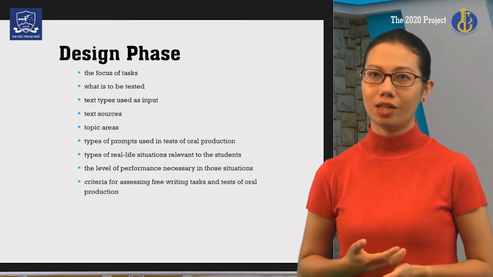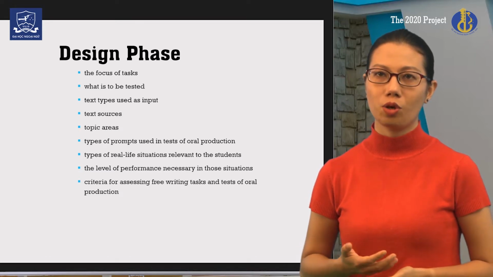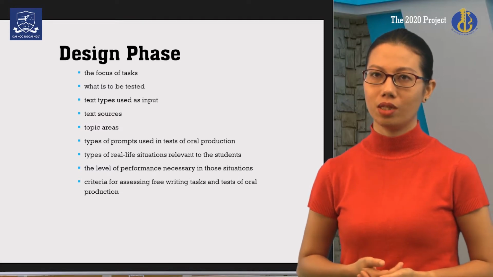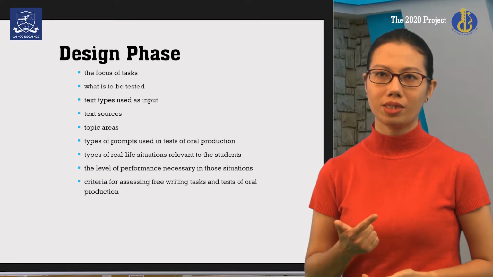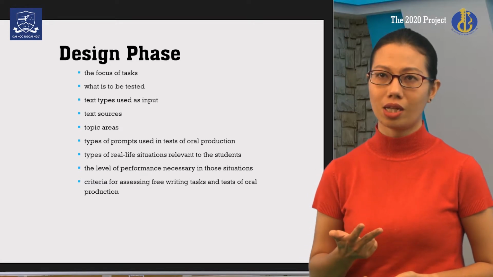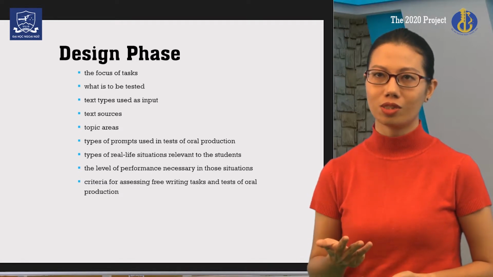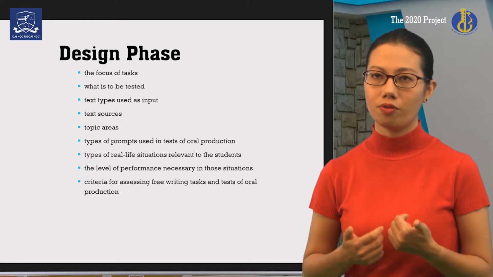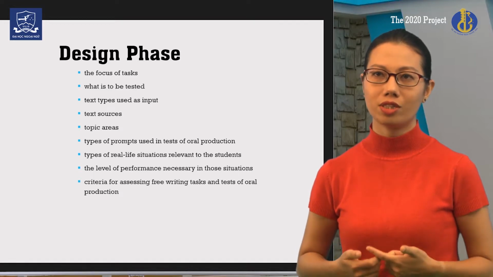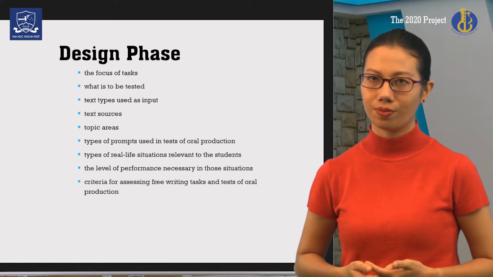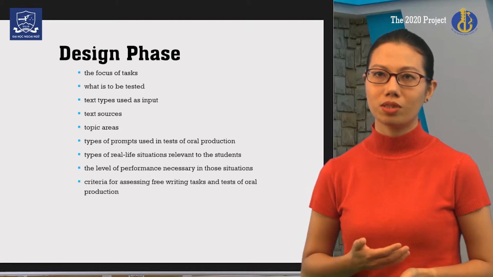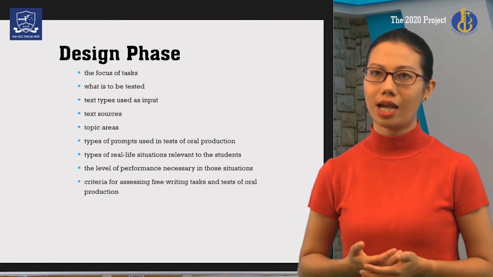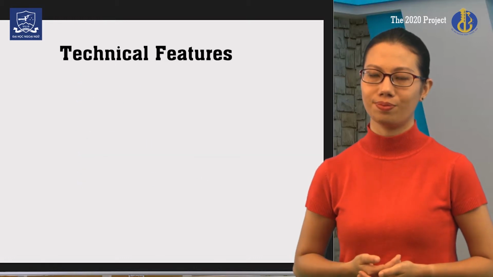The first challenge in the design phase is to develop a clearer idea of test content and format. The focus of task, what is to be tested, test types used as input, test sources, topic areas, types of prompts used in tests of oral production, types of real-life situations relevant to the students, the level of performance necessary in those situations, criteria for assessing free writing tasks and tests for oral production.